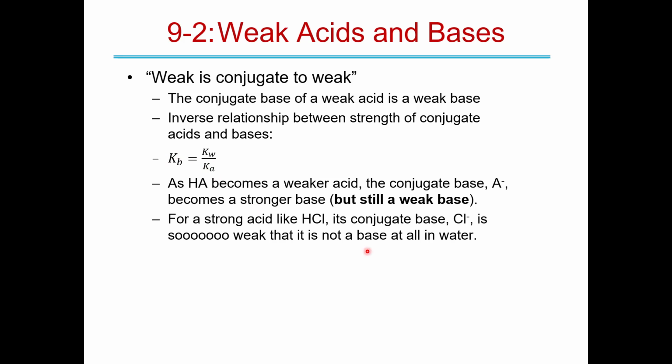What if we have a strong acid like HCl? Well, what would its conjugate base be? Its conjugate base is chloride. That's what you get when you pop off an H+. So this conjugate base is so weak, right? The Ka is so large that the Kb is going to be a tiny number. So it is so weak that it's not a base at all in water. It does not behave like a base at all in water. So we can ignore its acid-base properties.